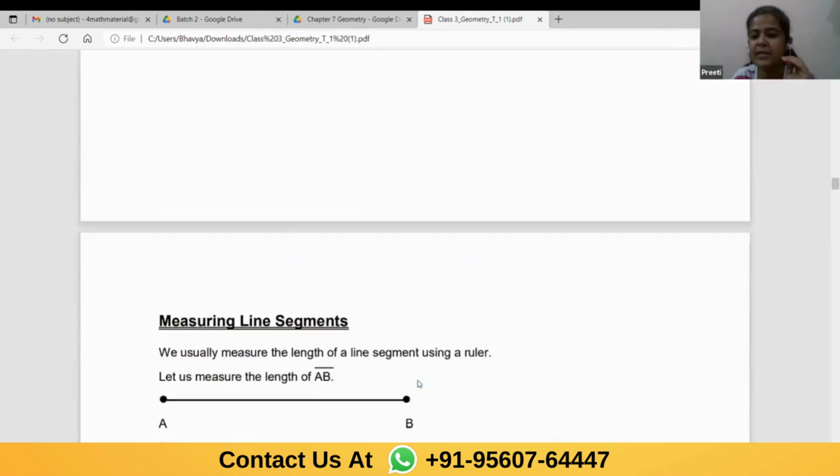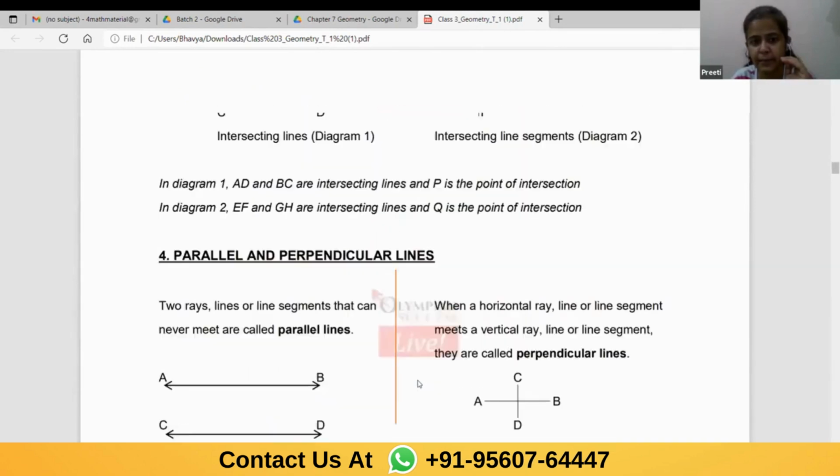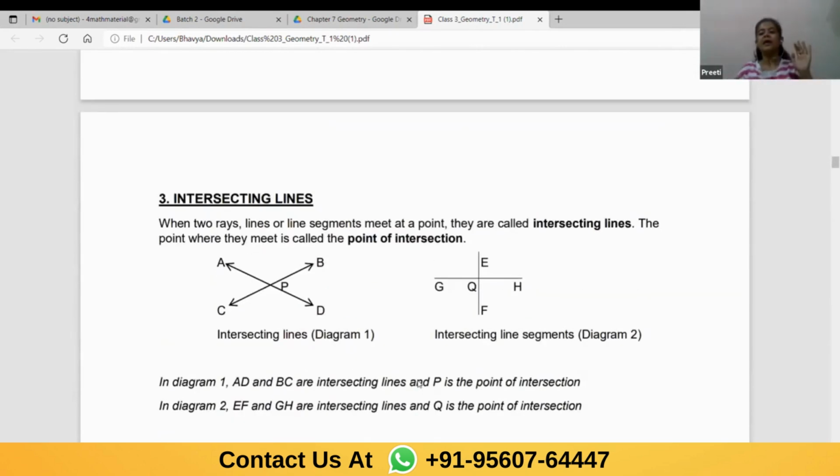Okay. Now, understand the difference between them. Pay attention. Intersecting lines are the ones which cross each other. It is very important. Intersecting lines means they intersect each other. At some point, they are going to cross each other. So the lines that cross each other at some point, correct Mukund, are called intersecting lines.